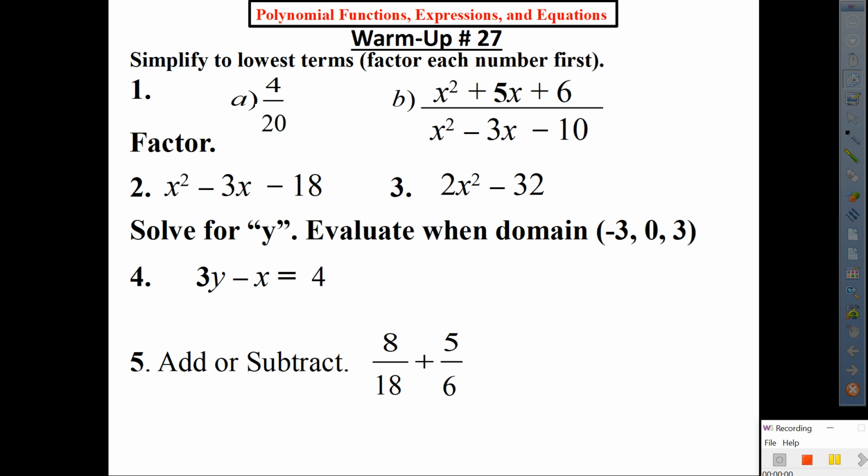Alright, copy that and I'll give you some time. Ready and go.